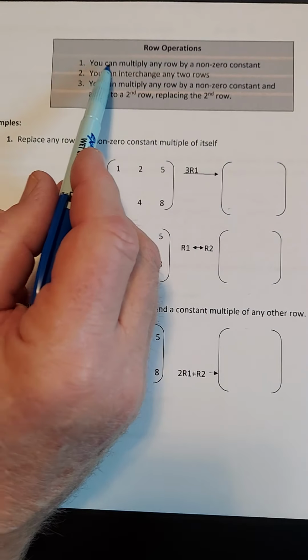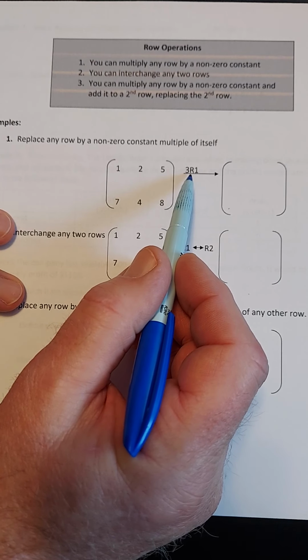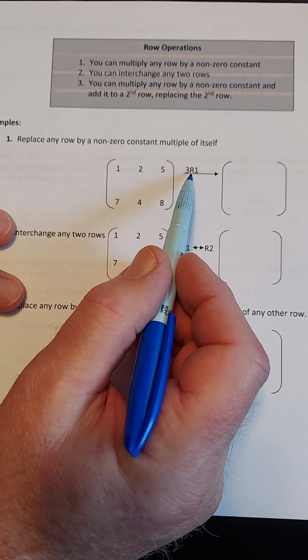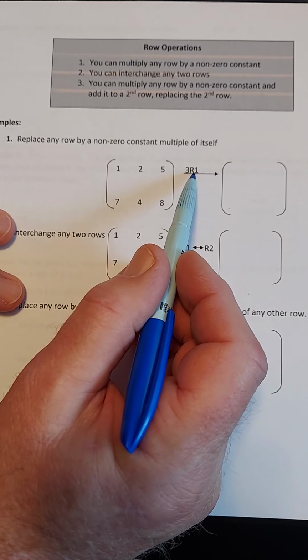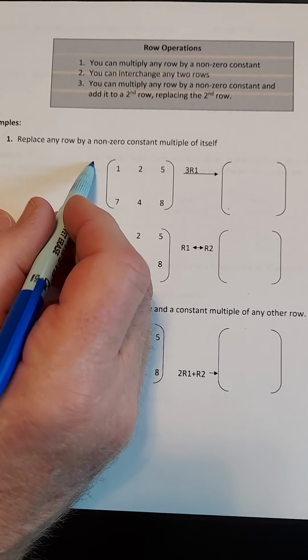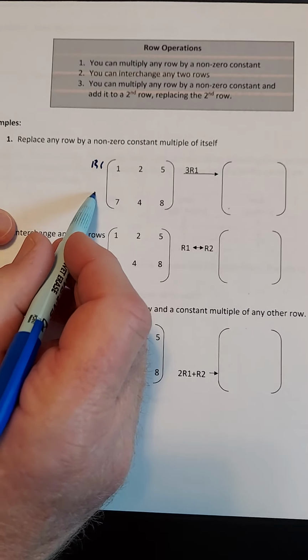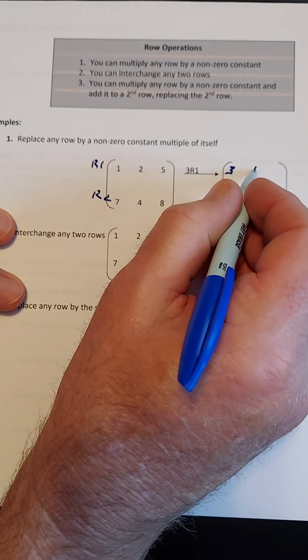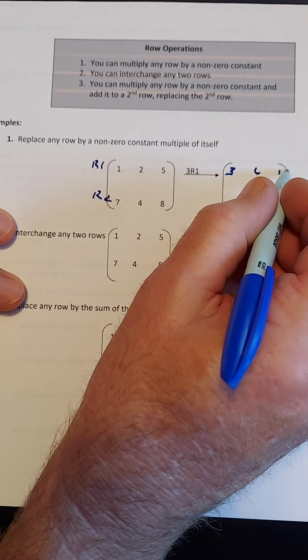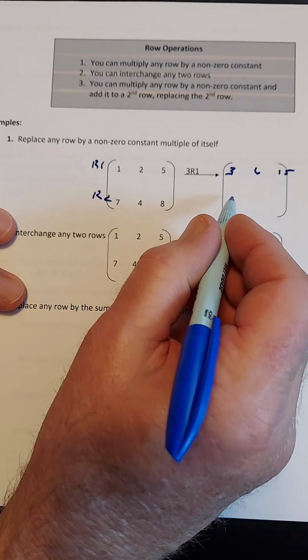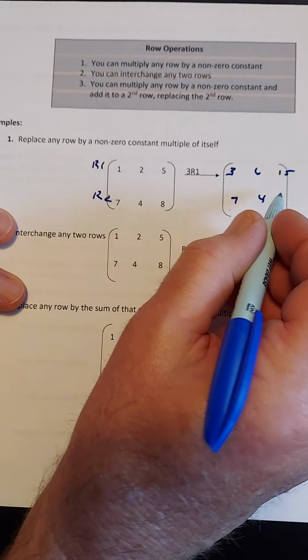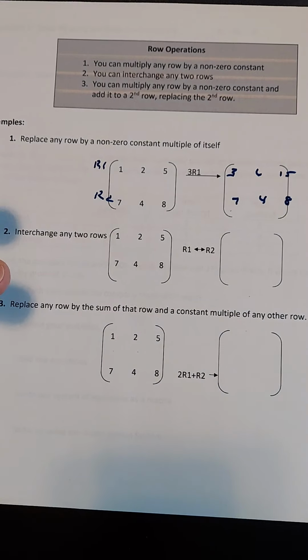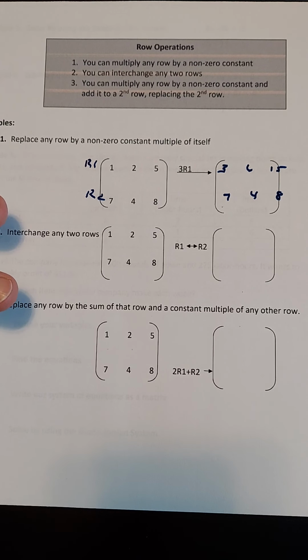Now, notice out here, these are called the instructions. This is telling you what we're going to do. This says take 3 times whatever row 1 is. So when you look at it, here's row 1, there's row 2. So we're simply going to take 3 times each of those. So 3 times 1 is 3, 3 times 2 is 6, and 3 times 5 is 15. Bottom row, we're not doing anything in it. It stays the same. So that's one of my row operators. I could take any row and multiply it by a non-zero number.